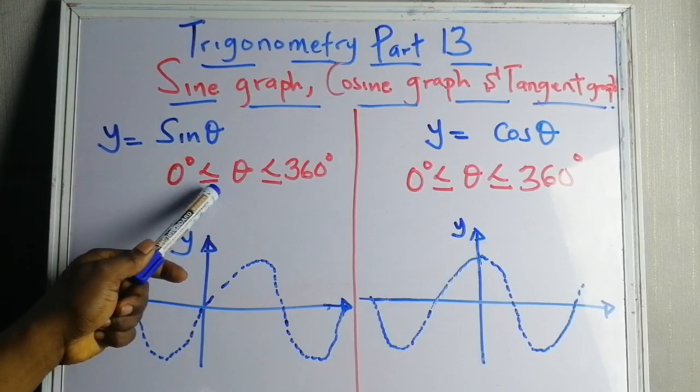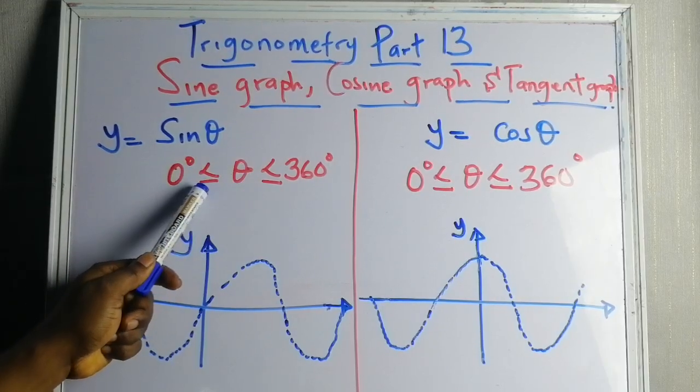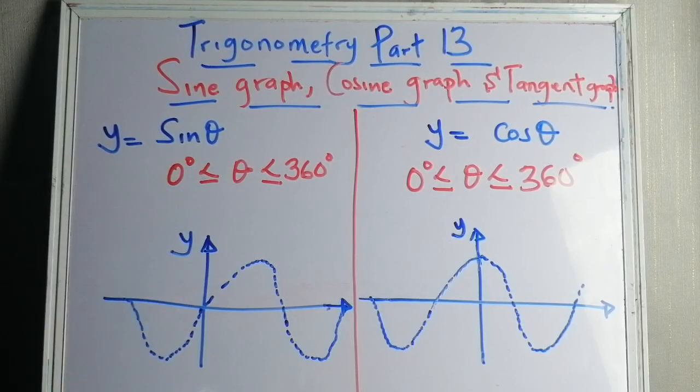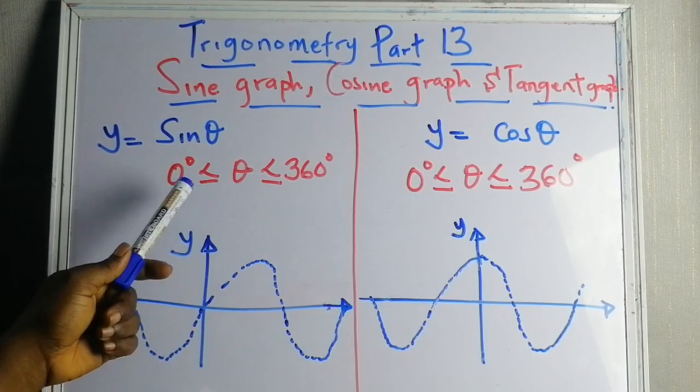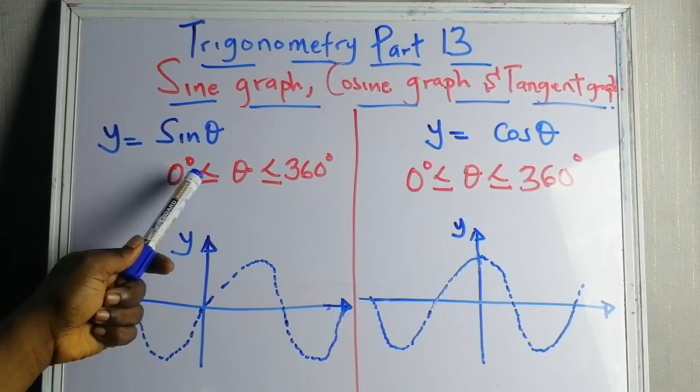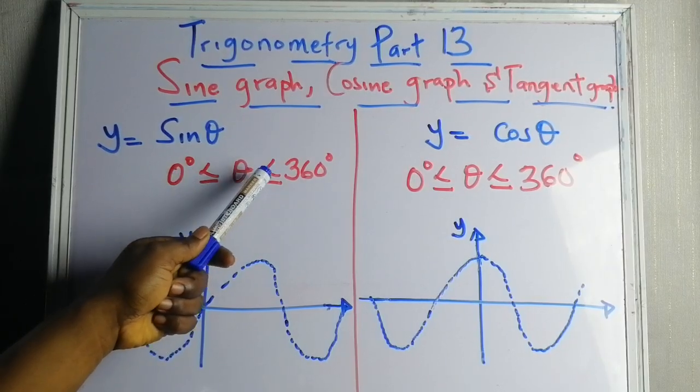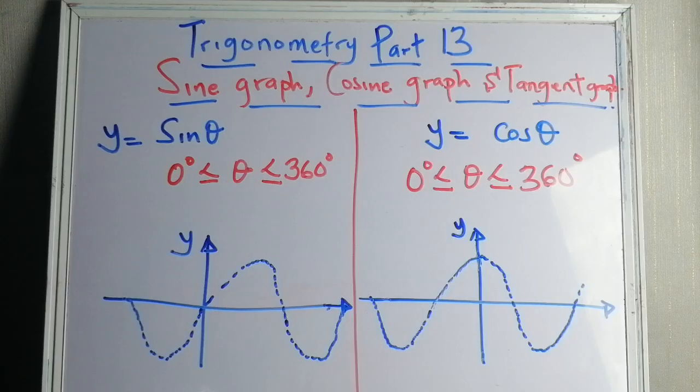So let's assume there was no equal sign here. This is the less than sign. Let's assume there is no equal sign here. It means anything above 0, but not equal to 0. That's the meaning. But in this case, 0 degree is less than or equal to theta, is less than or equal to 360 degree.